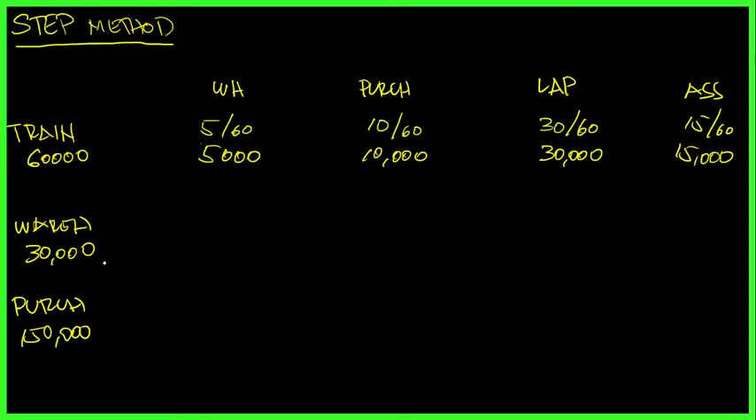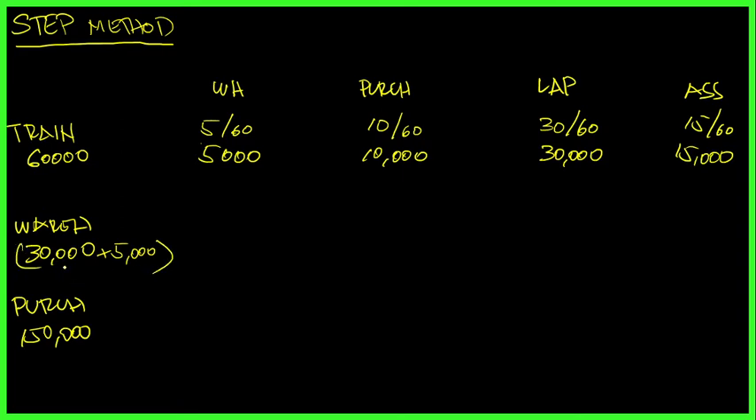Now let's try to allocate warehousing. Now initially it's 30,000, but take note, no? Out of the 60,000 from training, okay, 5,000 went to warehousing. So we are actually allocating 30,000 plus 5,000 na. A total of 35,000.